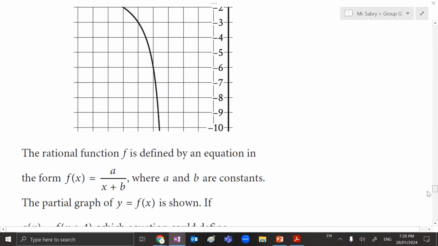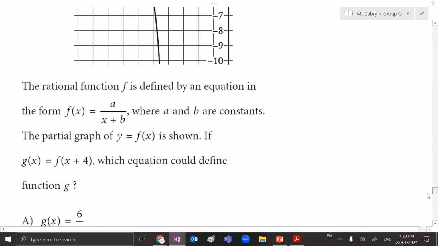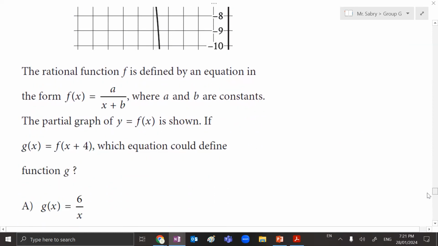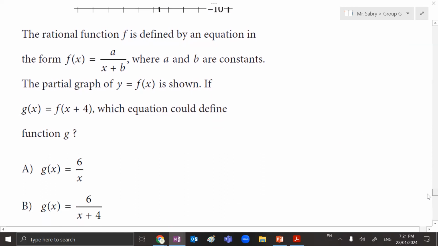24 is this weird graph, and they're asking me if g of x is equal to f of x plus 4, which of the following could define the function. We just said that g of x is equal to f of x plus 4, and this is f of x right here, so I'm supposed to remove this x and substitute x plus 4. I'll have a over x plus 4 plus b. This is what g of x should be equal to.